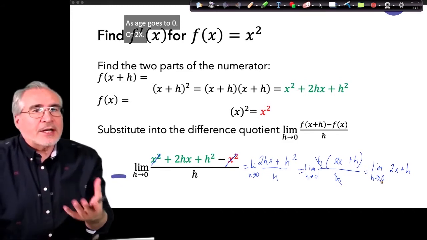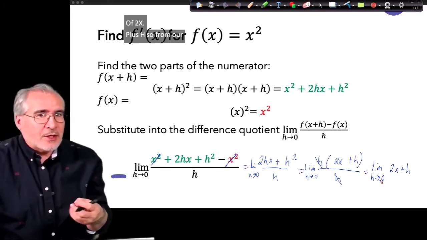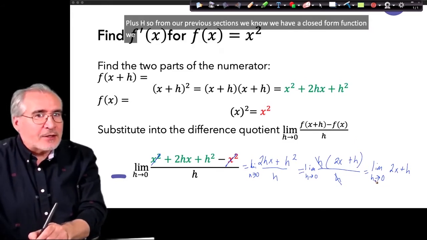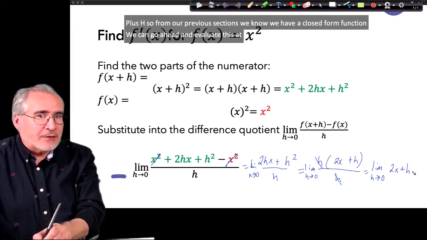So now from our previous sections, we know we have a closed form function. We can go ahead and evaluate this at h equals 0, plugging in 0 for h.